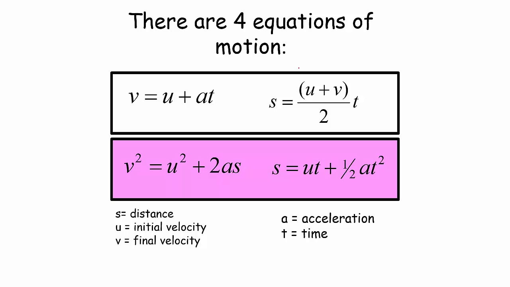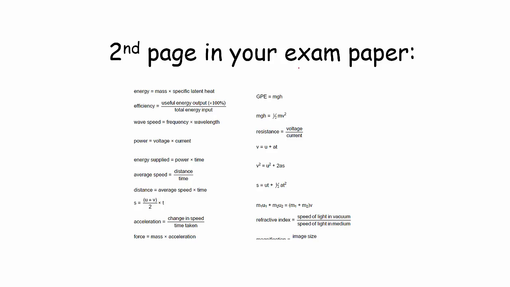So here are the equations that you will get on the exam sheet, and you find them right here. You don't need to worry about remembering them. So we're going to use these whenever we're working out the vertical motion of a projectile. For the horizontal, we just need to know that speed is equal to distance divided by time.